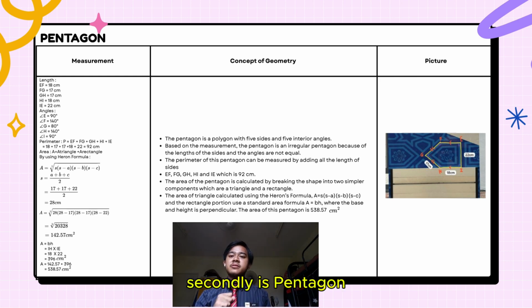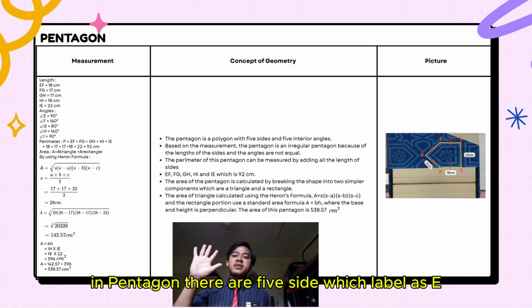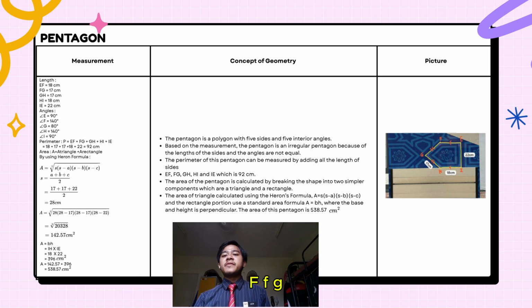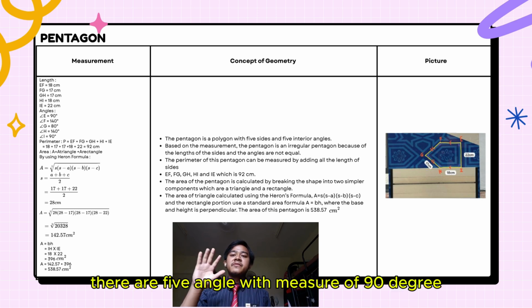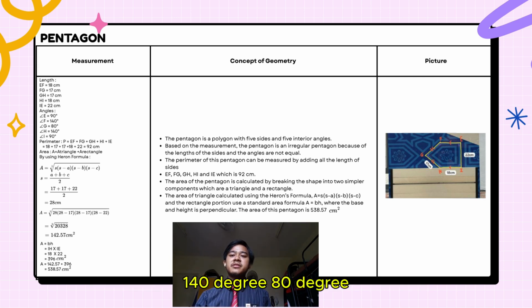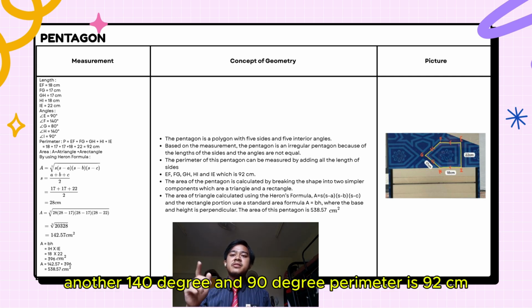Secondly is pentagon. In the pentagon, there are 5 sides which are labeled as EF, FG, GH, HI, and IE. EF is 80 cm, FG 70 cm, GH 70 cm, HI 18 cm, IE equals 22 cm. There are 5 angles with measures of 90 degrees, 140 degrees, 80 degrees, another 140 degrees and 90 degrees.